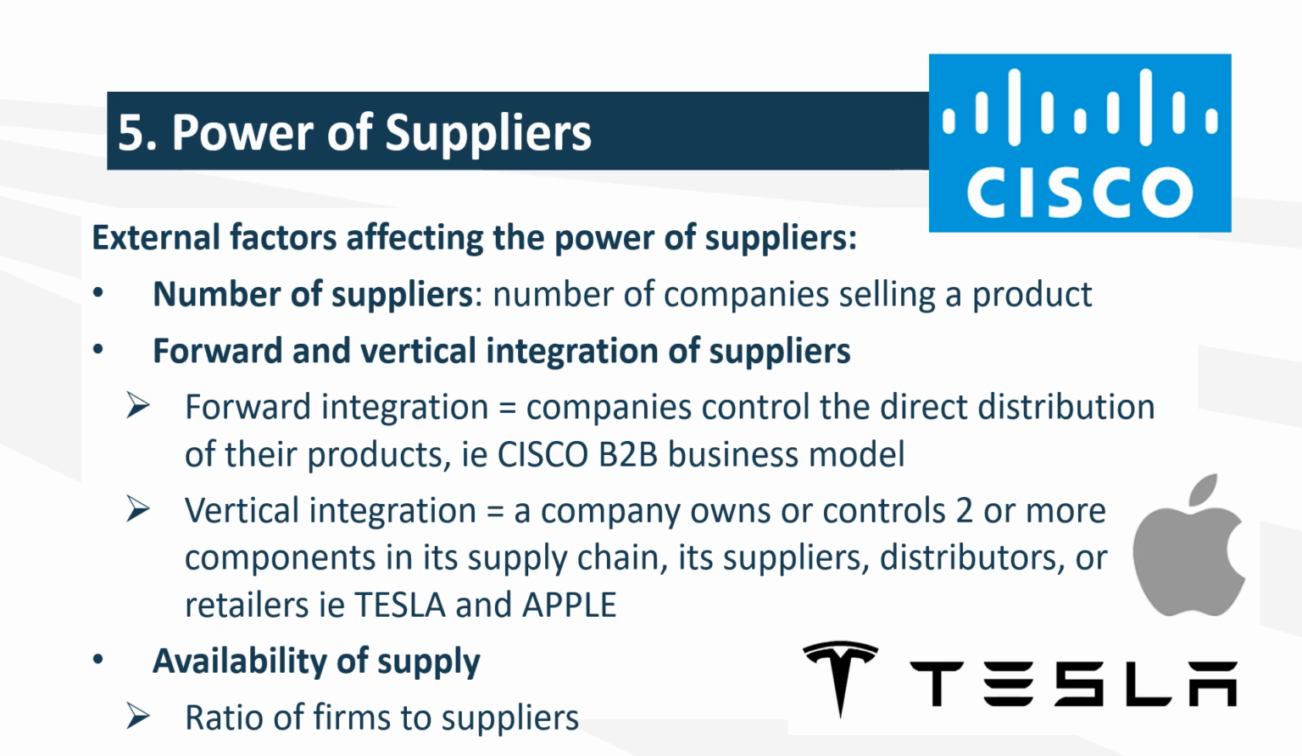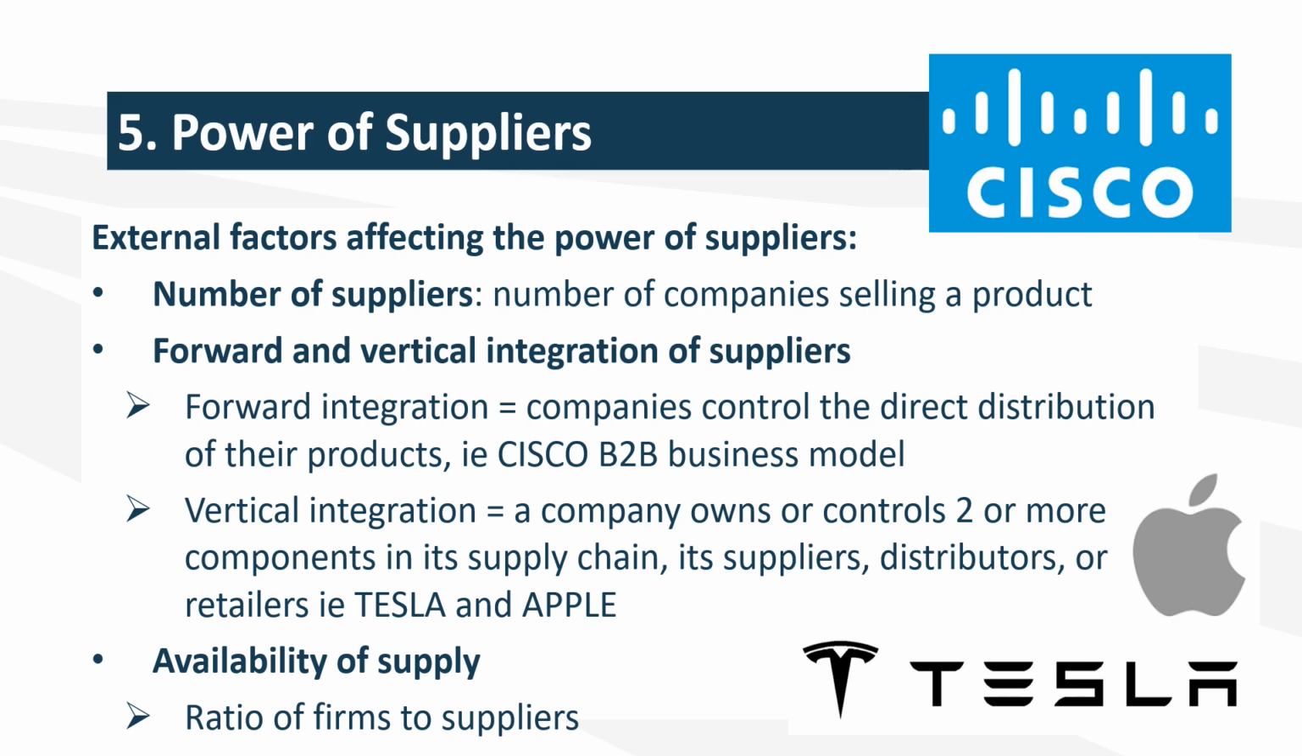Okay, external factors affecting the power of suppliers. First is the number of suppliers, the number of companies selling the product. And then we have forward and vertical integration of suppliers. Forward integration means that the companies control the direct distribution of the product, for example, the Cisco B2B business model.